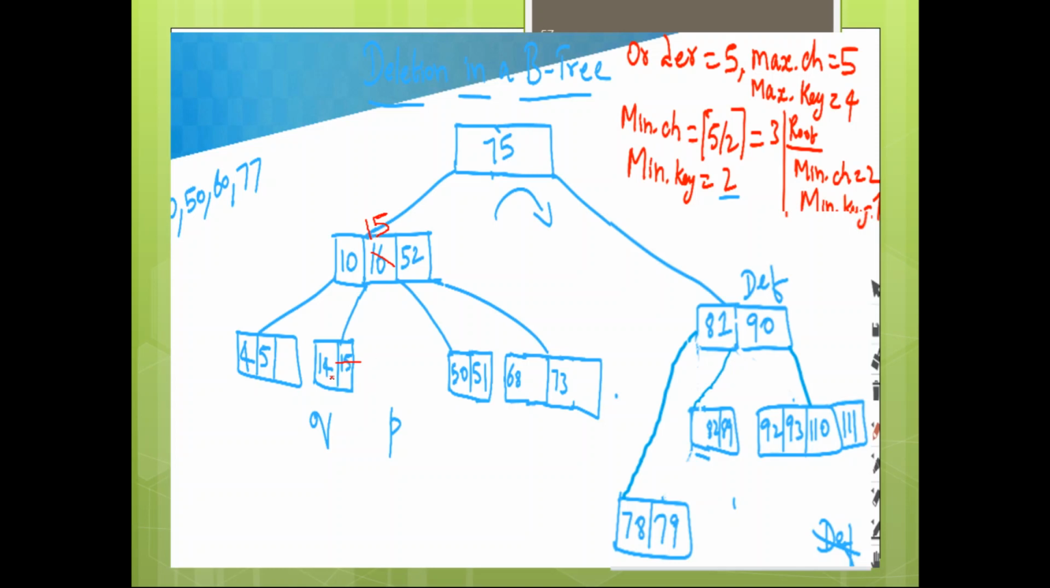Okay, but now this node has become deficient, so you have to merge. Because it cannot borrow either from the right sibling or the left sibling, because both of them are having minimum keys. So if you merge, what will happen?